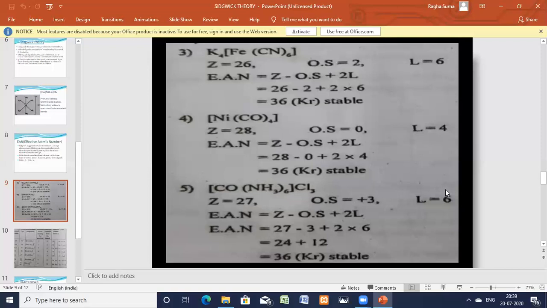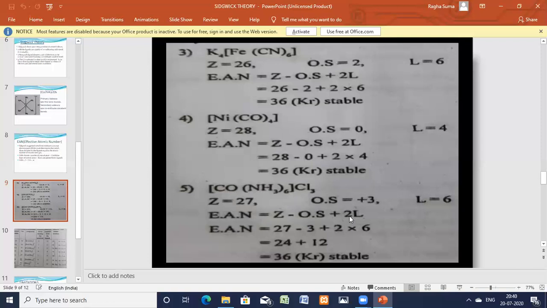The number of ligands are 6. Here, these are the ligands. While calculating the oxidation state, you have to take the total ones. Besides the central metal ion, whatever are the species, you have to consider them. But within the sphere only are contributed to the ligands. Okay, EAN is equal to Z minus OS plus 2 into L. 2 is nothing but pair of electrons.